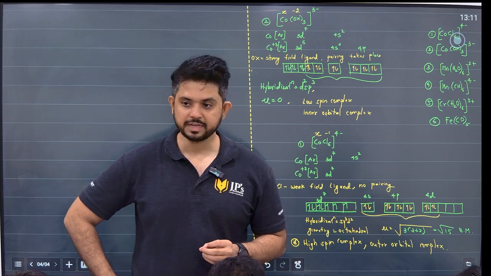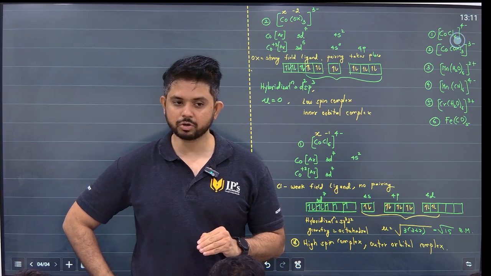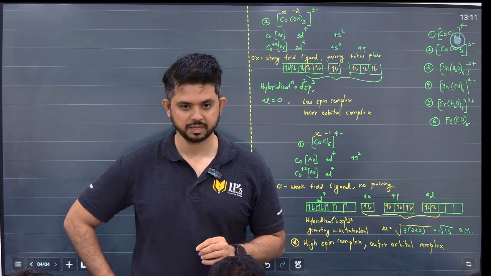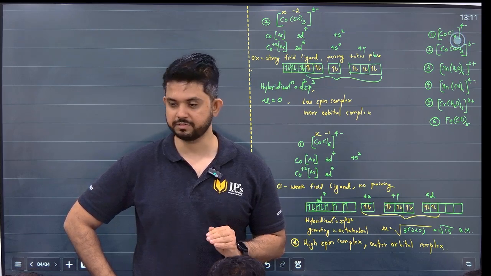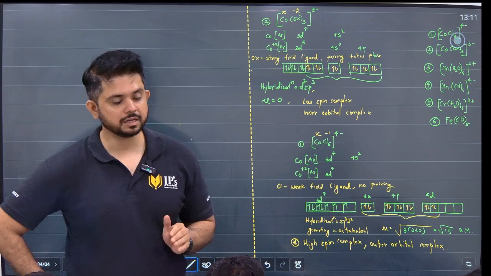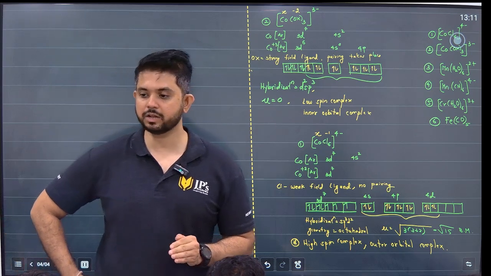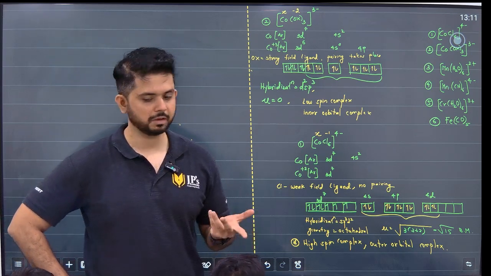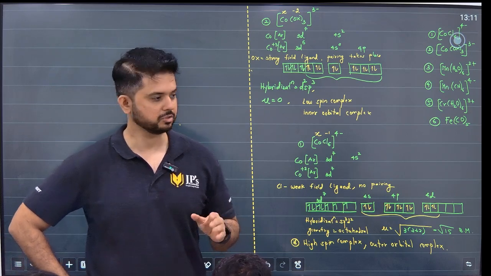Understood? Is it a high spin complex or a low spin complex? High spin complex. Wherever there is no pairing. Is it an outer orbital complex or an inner orbital complex? Smart. Next.